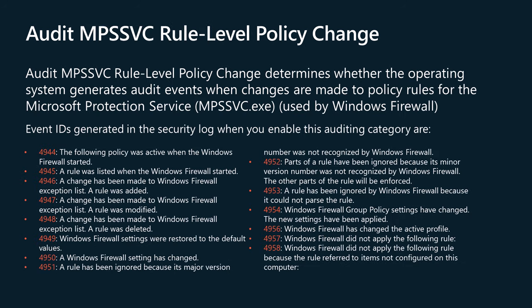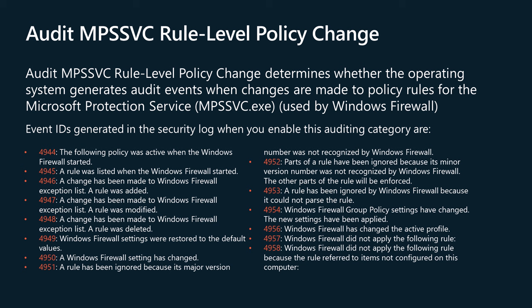The Audit MPSSVC Rule Level Policy Change determines whether the operating system generates audit events when changes are made to policy rules for the Microsoft Protection Service, MPSSVC.exe. The Microsoft Protection Service, which is used by Windows Firewall, is an integral part of the computer's threat protection against malware. The tracked activities include active policies when the Windows Firewall service starts, changes to Windows Firewall rules, changes to the Windows Firewall exception list, changes to Windows Firewall settings, rules ignored or not applied by the Windows Firewall service, changes to Windows Firewall group policy settings.